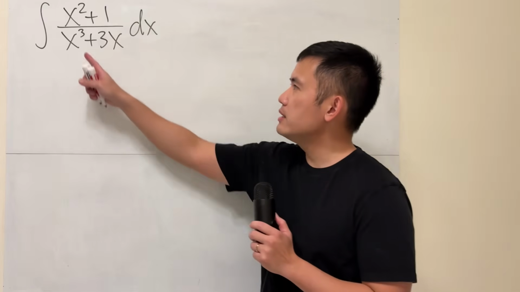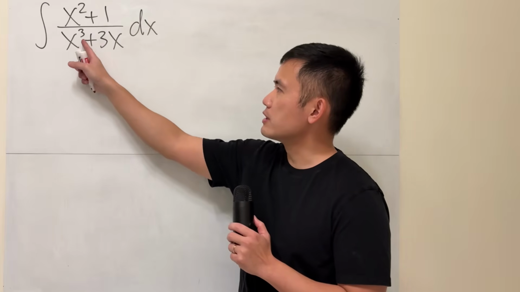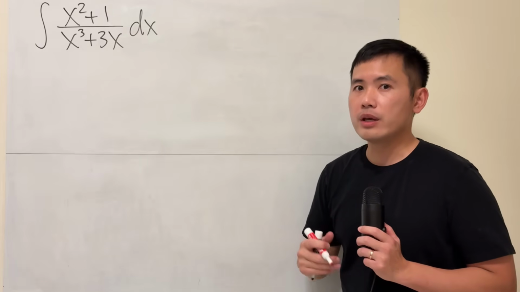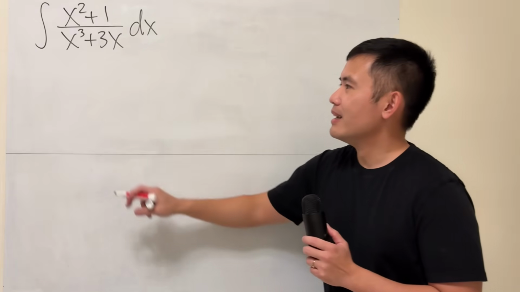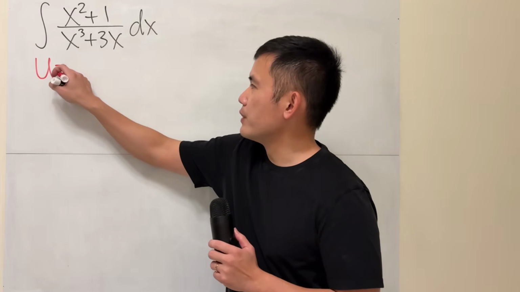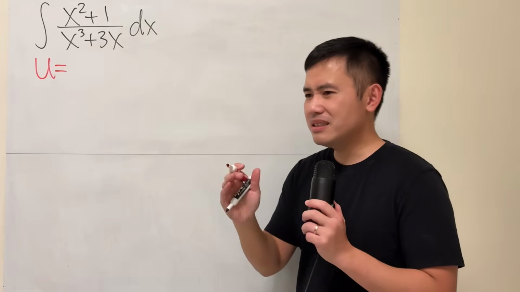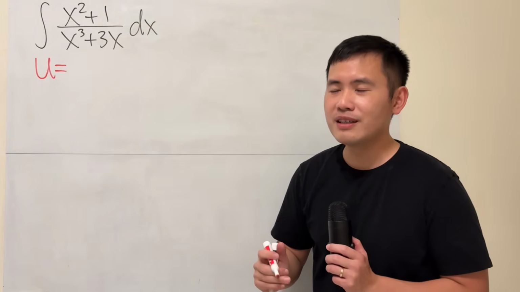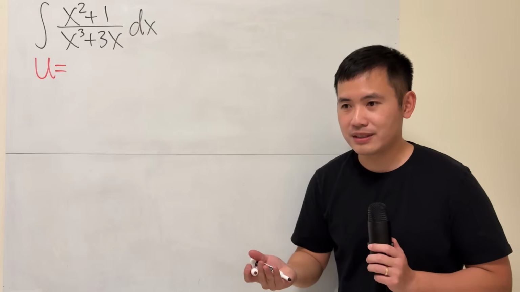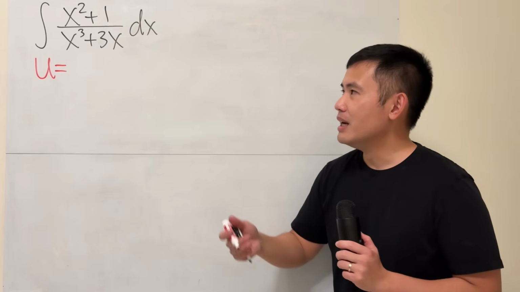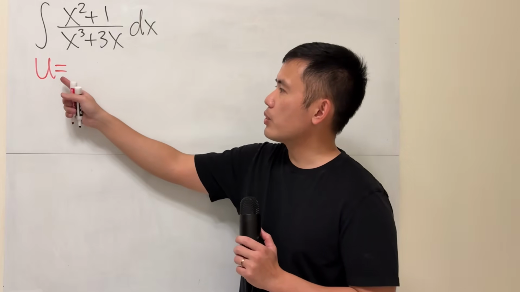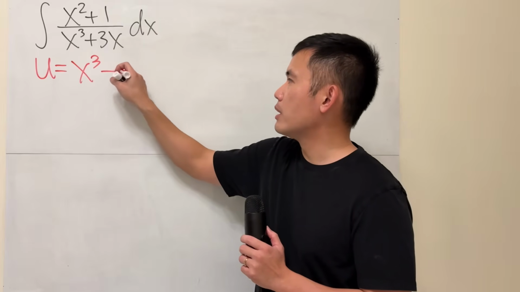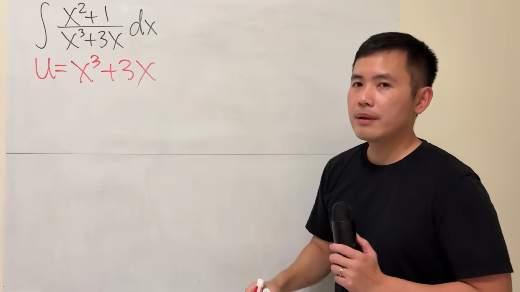We are going to integrate x squared plus 1 over x to the third power plus 3x. So here's the typical thing that we can try to do, starting with a selection for the u. Sometimes it's the inside of the parentheses, sometimes it's the denominator, sometimes it's in the exponents. We don't know yet. In this case here, let's try the u to be the denominator, so x to the third power plus 3x.